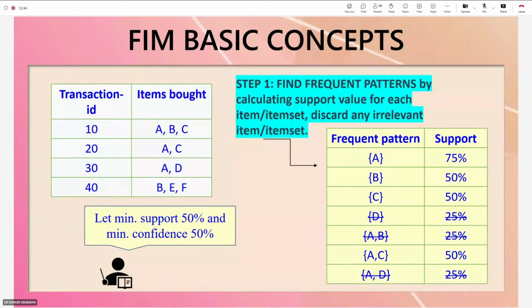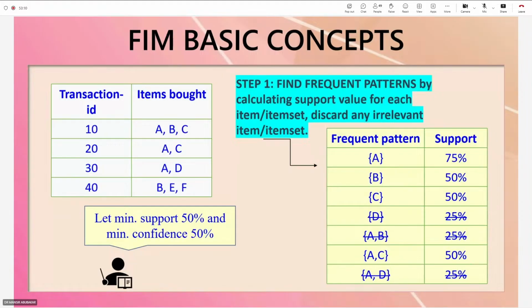And then what of B? How many times does B appear? 2 out of 4 transactions, exactly 50%, because 2/4 gives us 50% if we calculate it as a percentage. So this one also satisfies the condition because the minimum support is 50%.